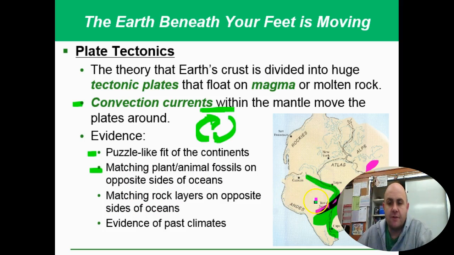In addition, matching rock patterns. They look at the layers of the rocks in these different areas and the mountain ranges, and they see that they line up from one continent to the next. And then there's evidence of climate change. There are glaciers in the middle of Africa. There are fossils of ferns in the middle of Antarctica. Things that show that the climates are different and suggest that the continents could be in different places.